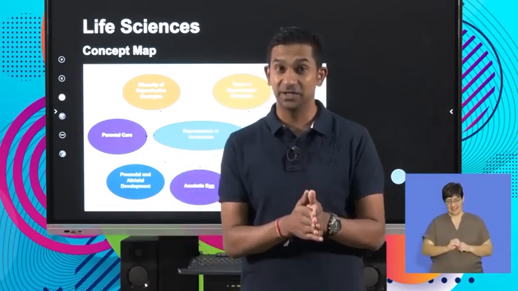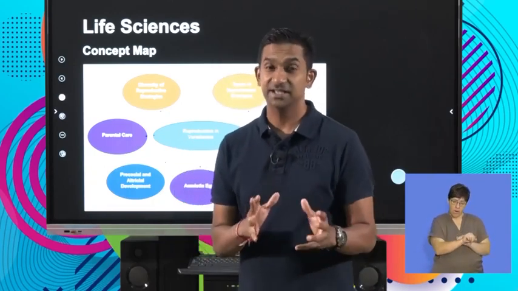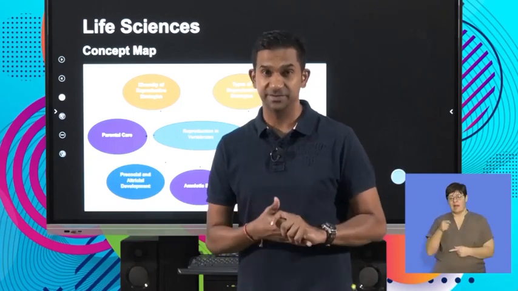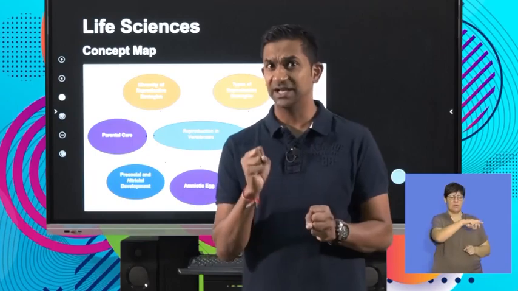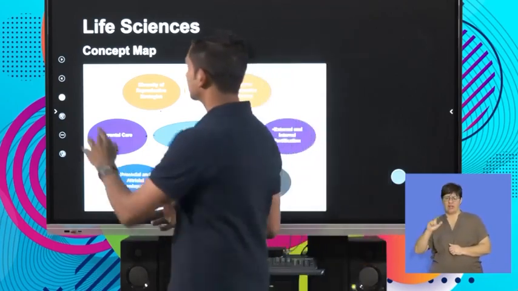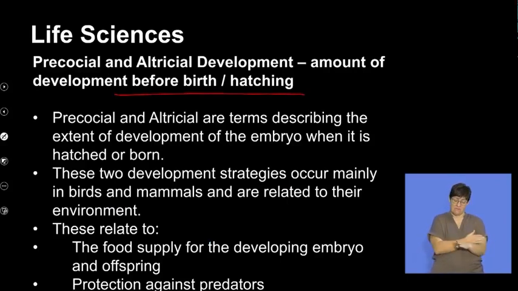In this segment, we're going to look at the development of precocial and altricial strategies as part of reproduction in vertebrates. Let's try and understand what we mean by precocial and altricial development. When we look at this, we refer to essentially the development before birth or hatching. So the amount of development that occurs either before, pre, or after birth is essentially what we're looking at.